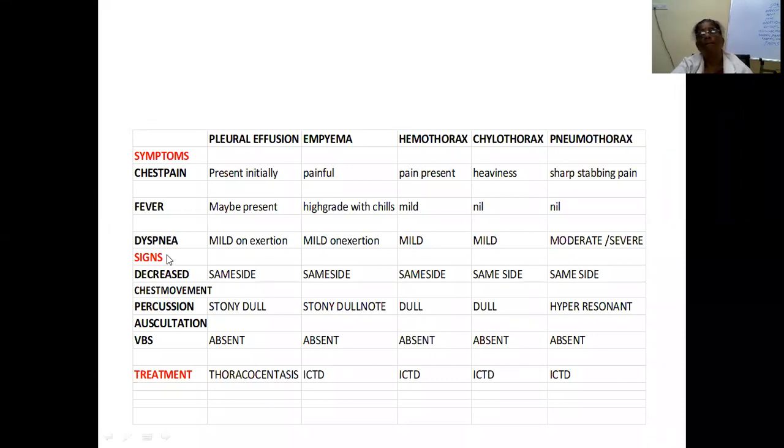So treatment. In pleural effusions, as I told you, pleural effusion is simple fluid in the space and can be managed with thoracocentesis. Empyema, hemothorax, and chylothorax should be drained through tube drainage. And in empyema, hemothorax, and chylothorax, we should introduce an irritant in the pleural cavity for pleurodesis. And in pneumothorax, we have to do ICTD, and controlled ICTD should be done because sudden decompression will cause pulmonary edema. I hope you understood everything.